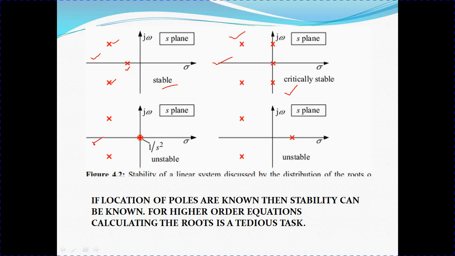Similarly, now you see in this diagram 4 poles are there. 2 poles are located at the origin and these 2 are complex conjugate poles. As 2 poles are located at the origin, the system is going to be unstable. So 2 poles at the origin correspond to 1 by s square in the transfer function.